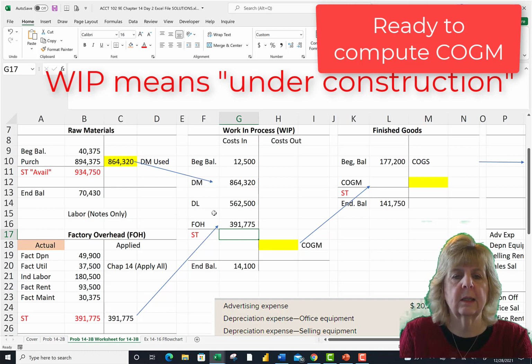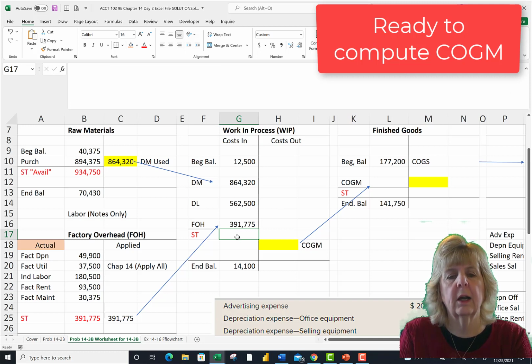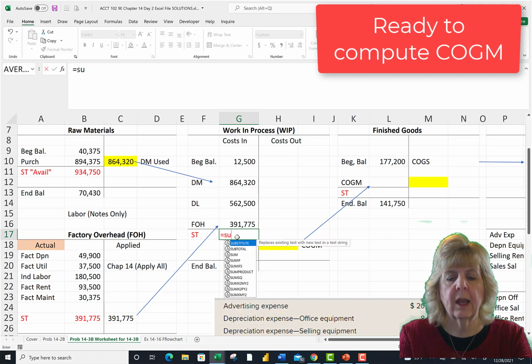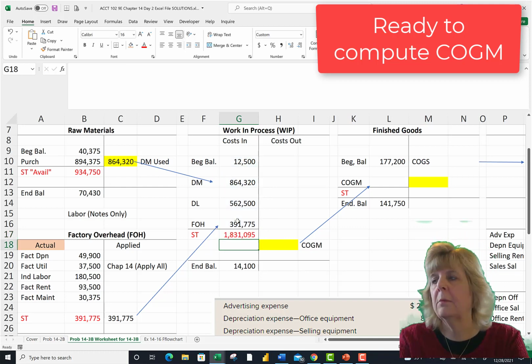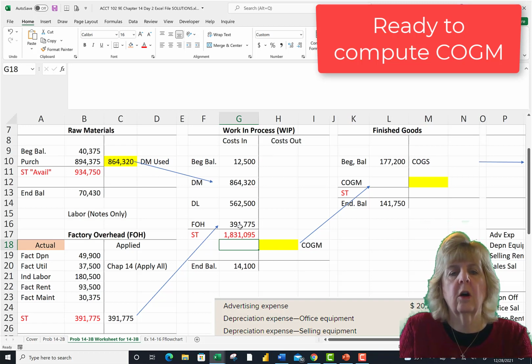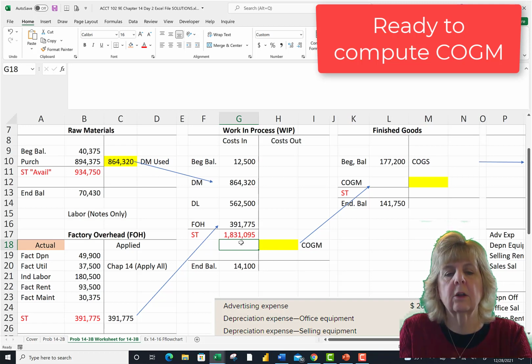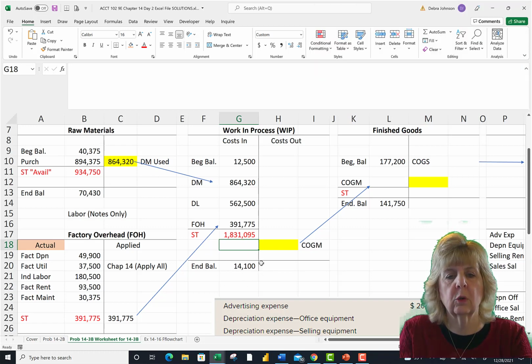So it looks like since my work in process account is complete and I have all three product costs, now I'm ready to make the calculation. I'm going to subtotal it by adding my WIP account from the top to the bottom. I got 1,831,095. Those are all the costs that went through the factory during this period of time. When I look at the ending balance, that means that there's 14,100 of goods or jobs that are not yet finished.